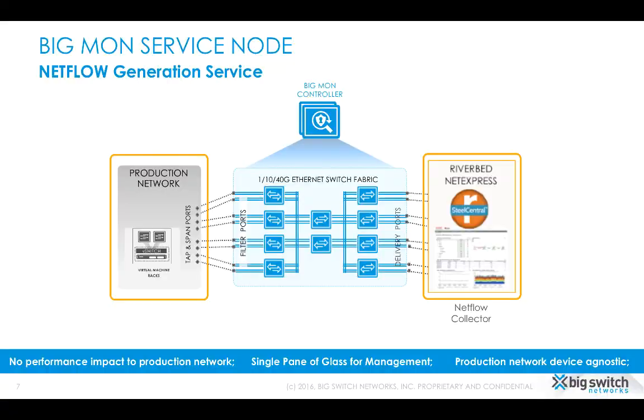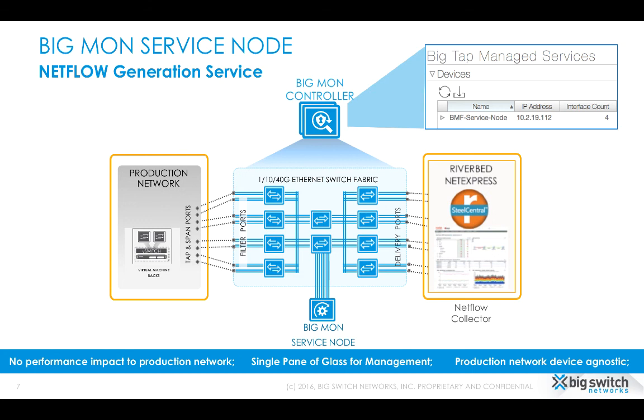Additional reports can be generated based on NetFlow records, for example, to identify top talker application sessions between host pairs and more. In summary, BigMon NetFlow generation service alleviates existing production NetFlow generation challenges by providing a simple, scalable, centralized way of generating NetFlow records without any impact to the production network. The BigMon service node is used to generate NetFlow records for all of your production network traffic and send them to one or more NetFlow collectors for analysis.